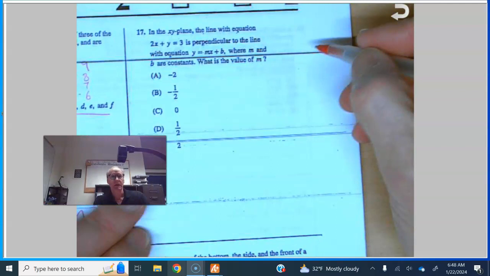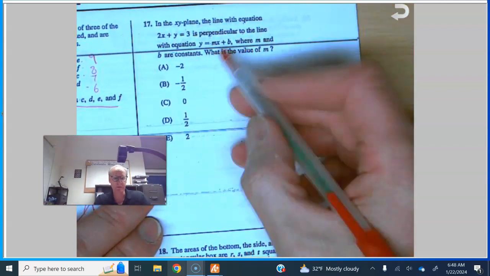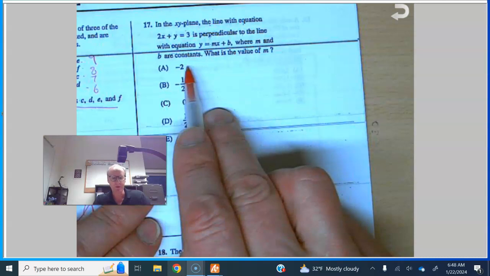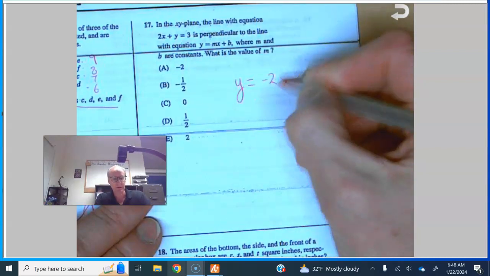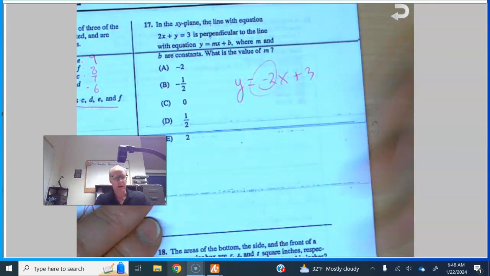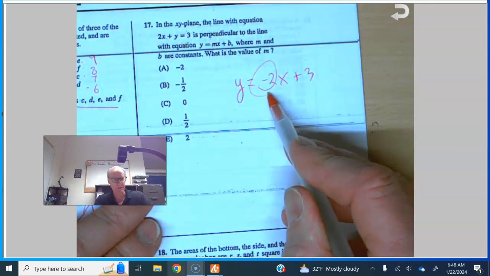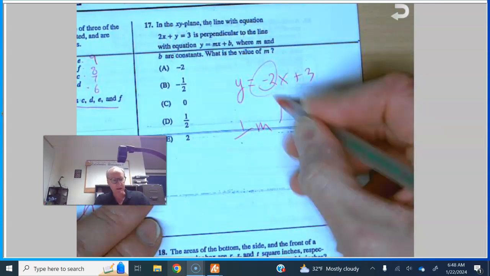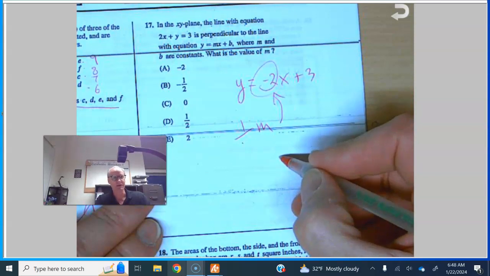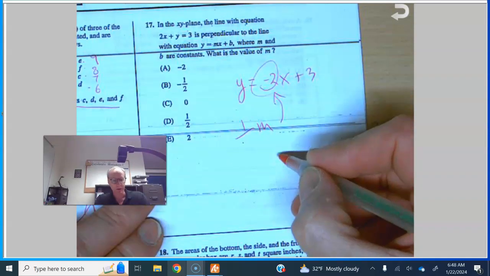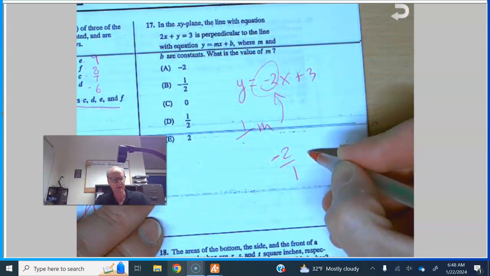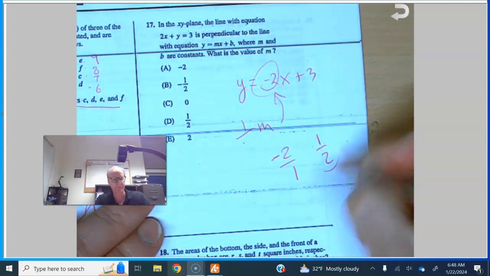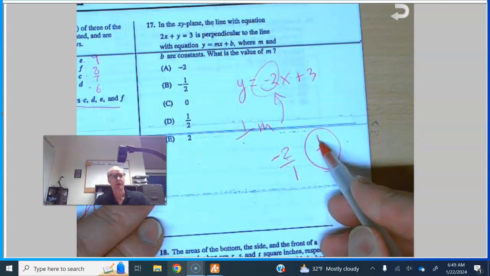In the xy plane, the equation y equals 2x plus 3 is perpendicular to the line. What is the value of m? They want to know, do you know that, first of all, this is standard form. We need to subtract 2x from both sides so that it's in slope-intercept form. The slope of this equation is this, of that first equation, and we want the perpendicular slope. It happens to be the negative reciprocal. You need to change the sign and turn it over. Negative 2 over 1 is perpendicular to the line with the slope 1/2. It is the opposite sign, the reciprocal.